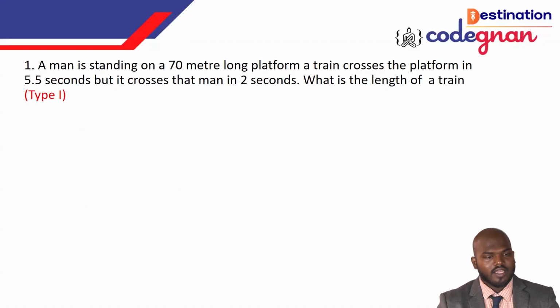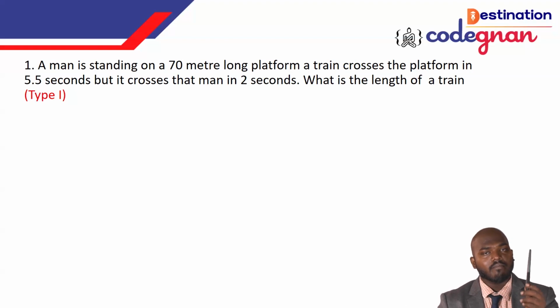A man is standing on a 70-meter-long platform. A train crosses the platform in 5.5 seconds, but it crosses the man in 2 seconds. Always remember one thing with respect to the train: if the platform is given, you need to consider the length of the platform also. If it is a pole or some vertical object, like the man, that is just a vertical object. But the platform is not a vertical object; it is a horizontal length. So you need to take the length of the platform as well.